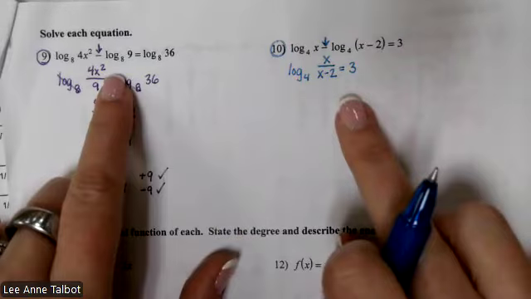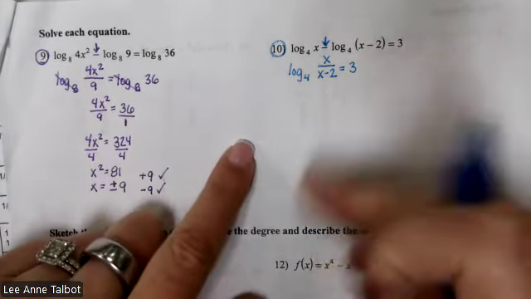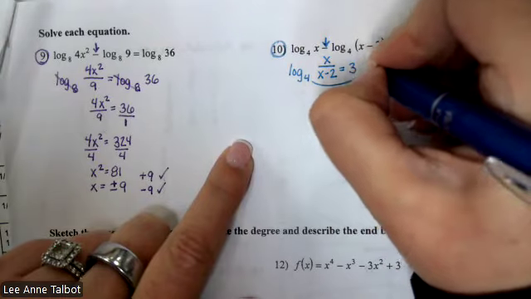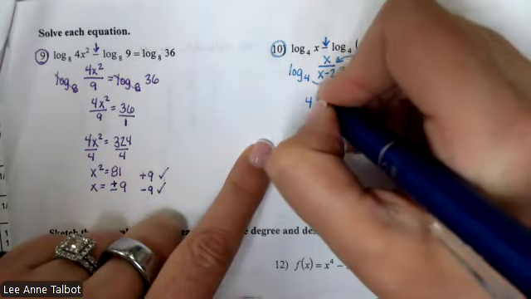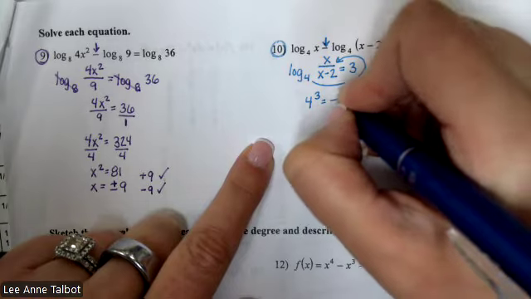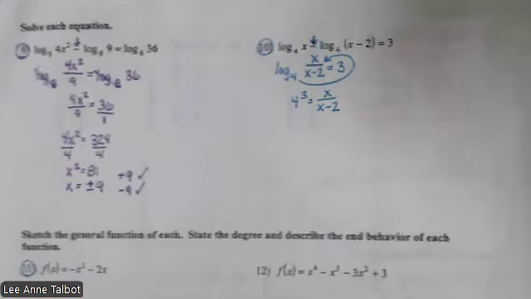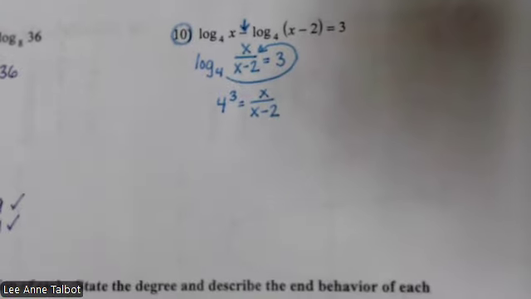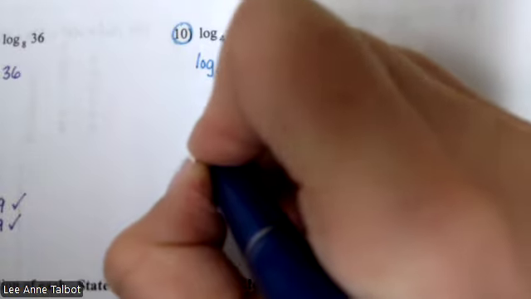Okay, now this one is different from number 9 because this side does not have a log in the front, which means you need to do the loop-de-loop part. So make your loop-de-loop. 4 to the third power equals x over x minus 2. Four to the third power is 64, right? Anybody? 64 equals x over x minus 2.